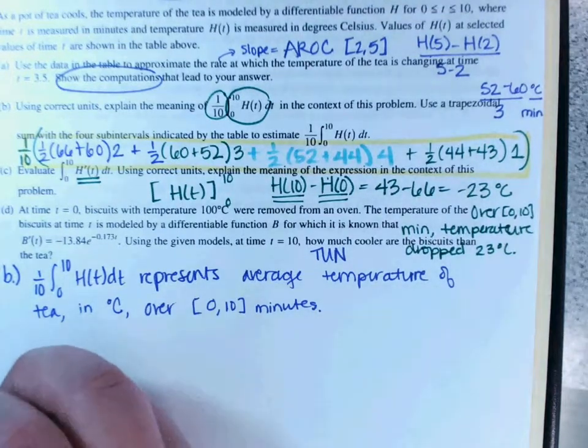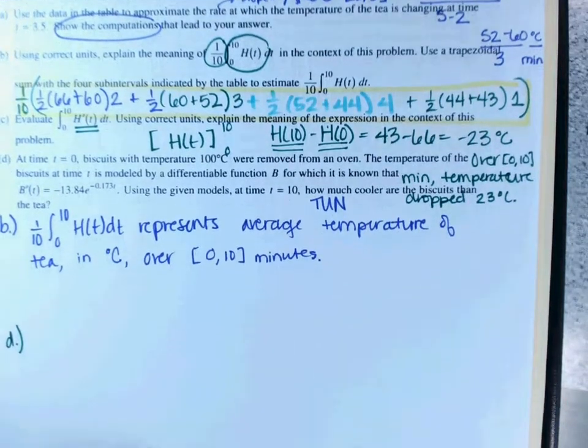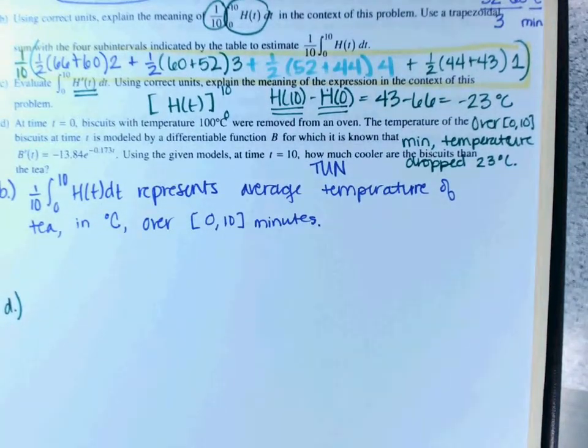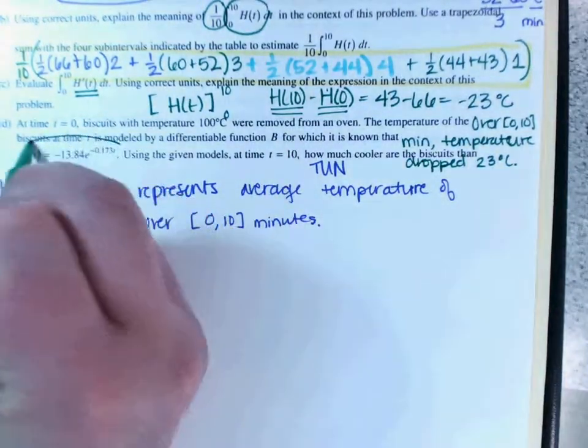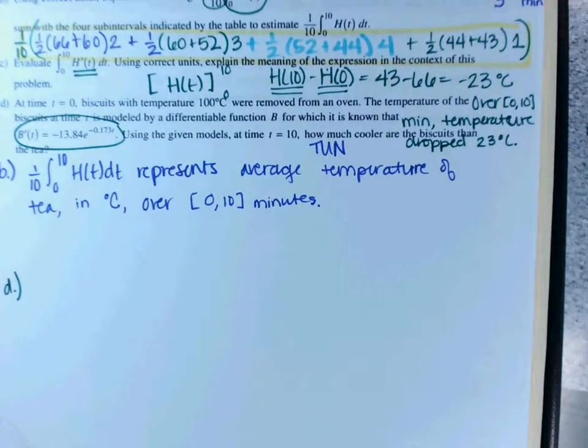Alright, part D. Part D says, at time 0, biscuits with a temperature of 100 degrees Celsius were removed from the oven. Temperature of the biscuits is modeled by a differentiable function b, for which b prime equals blah blah blah. Using the given model at time t equals 10, how much cooler are the biscuits than the T?